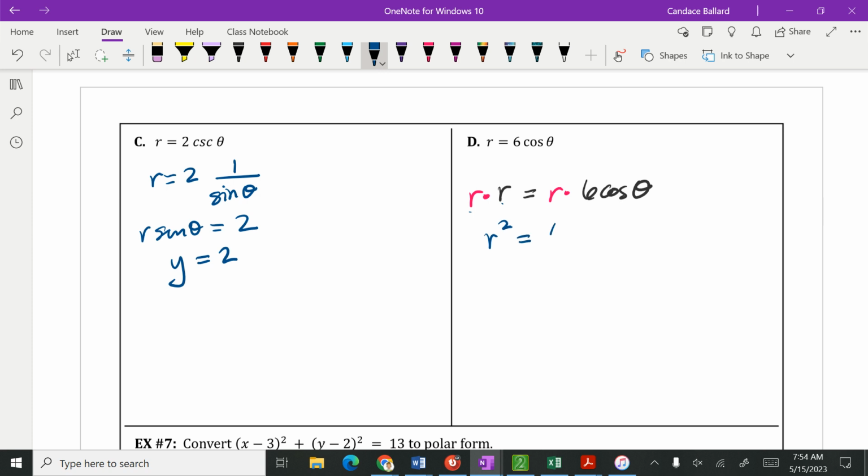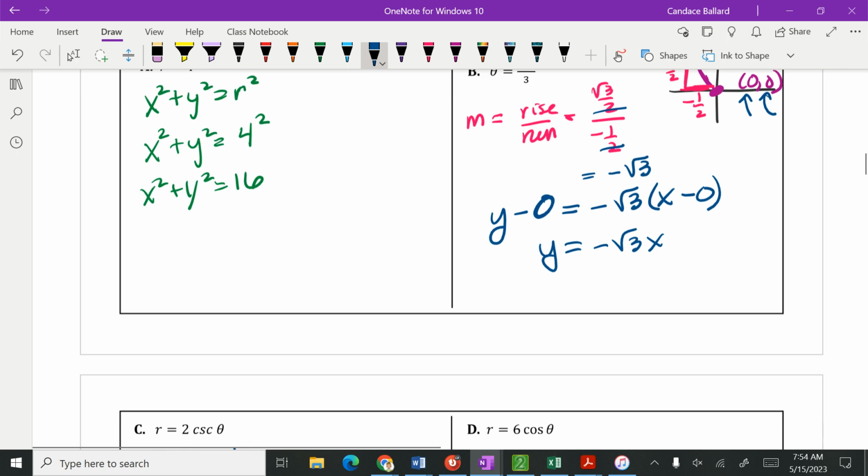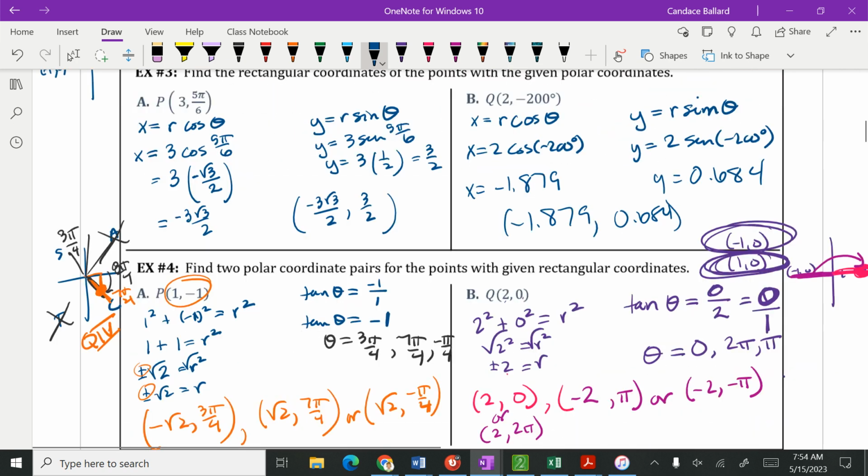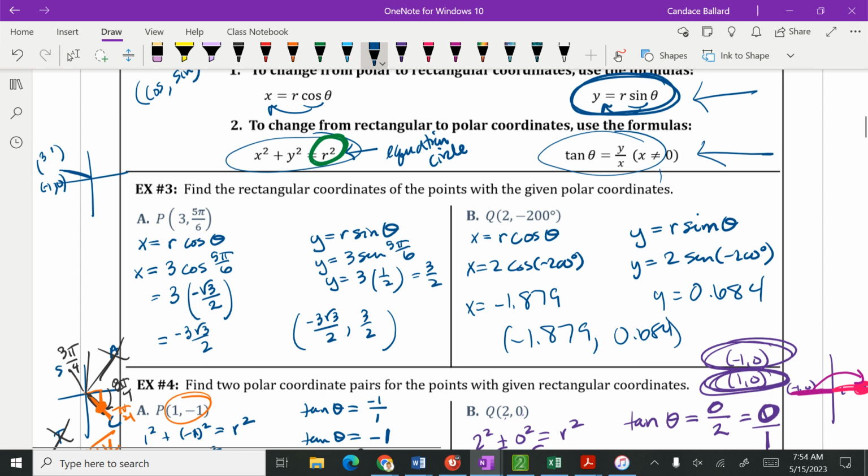And then this is 6r cosine theta, which is great because I know r cosine theta is equal to what? X. Perfect. But the problem is, don't we still have an r that we have to get rid of? Here's the thing though. We know what r squared is, don't we? Go back up and look at this formula. Where is it? Right here. What's r squared equal to? What can I sub in for it?